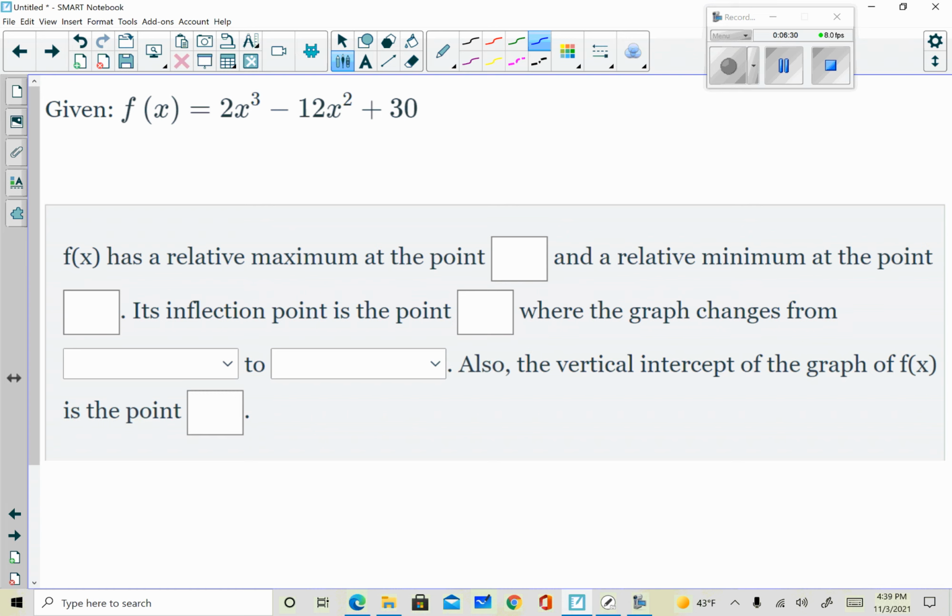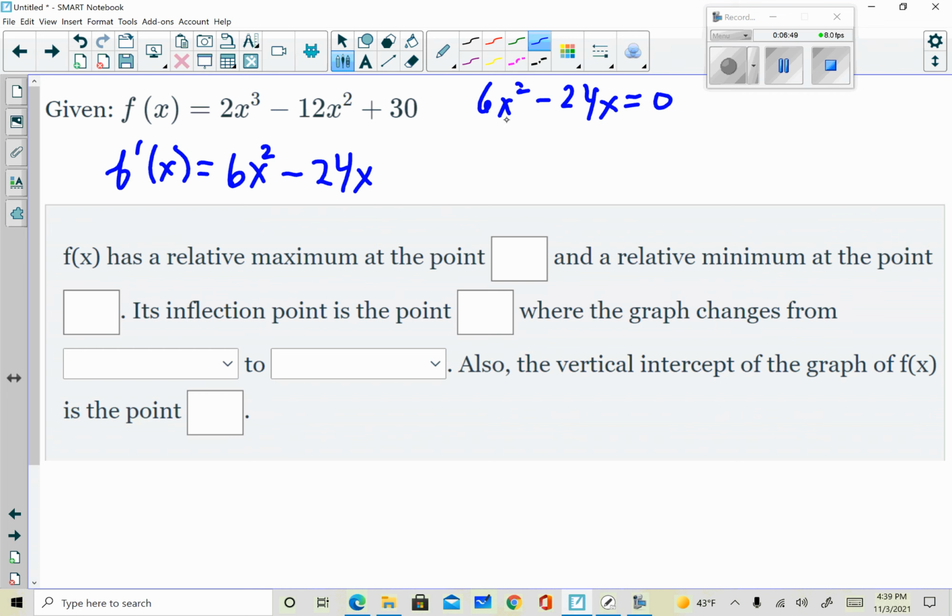Given f of x equals 2x cubed minus 12x squared plus 30, the derivative f prime of x equals 6x squared minus 24x to the first plus 0. And now we're going to find when the derivative 6x squared minus 24x is equal to 0. We're going to factor out 6x: 6x times x minus 4 equals 0. This is true when 6x equals 0 or when x minus 4 equals 0.